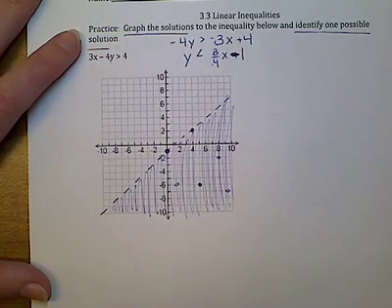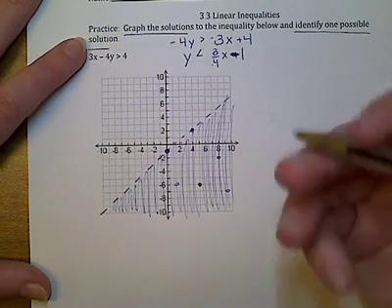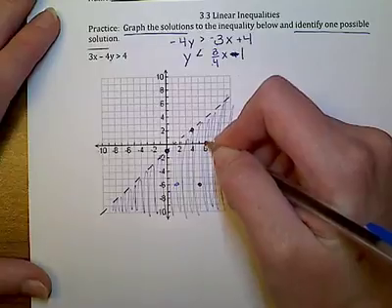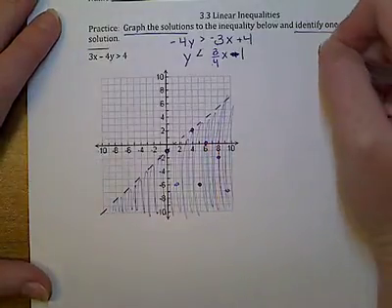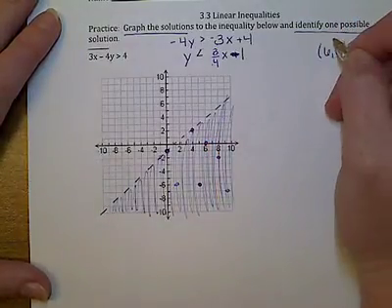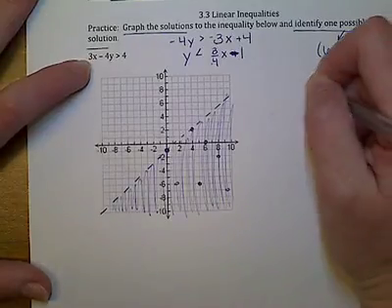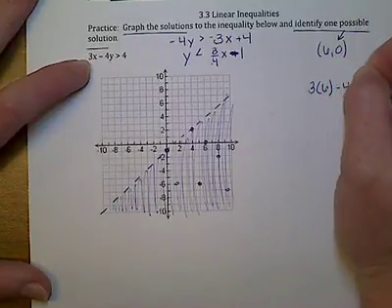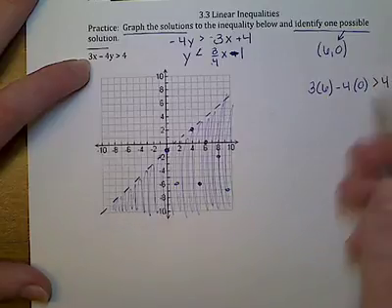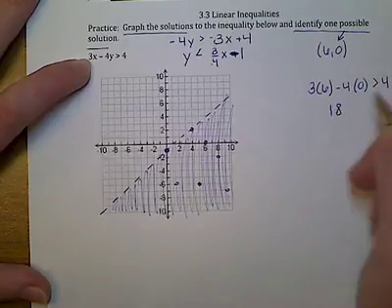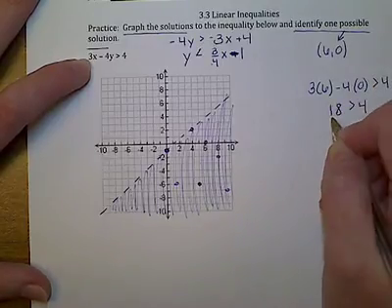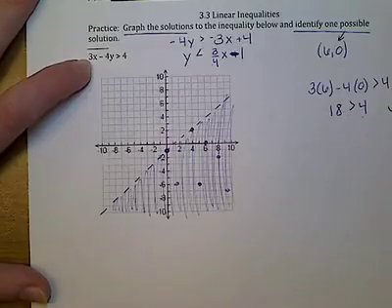So one possible solution could be, let's just pick, okay, that would be it, 6, 0. That's what we think is a possible solution. If you're not sure, plug it back into the original. And so this would be 18 minus 0, still 18. 18 is bigger than 4, so it works.